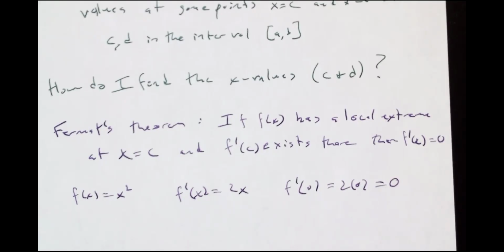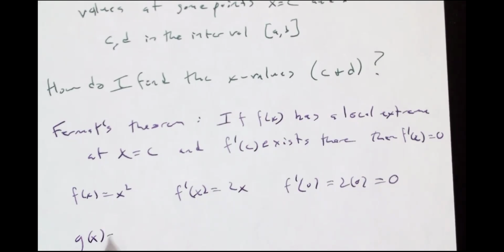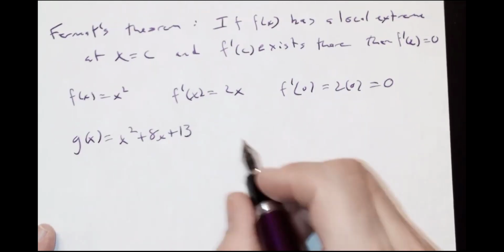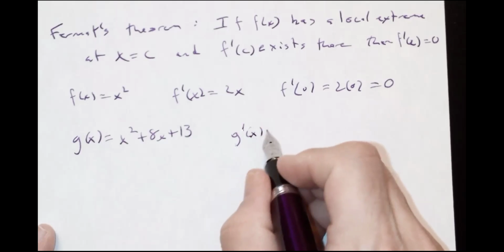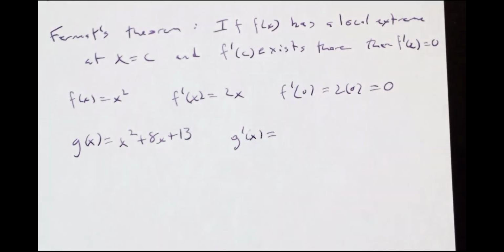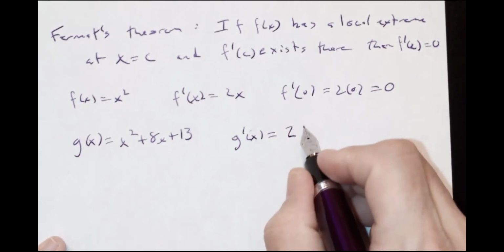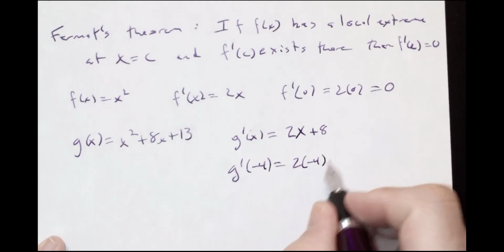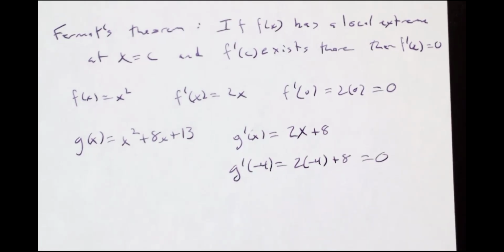I had g of x, my other parabola. G prime is, and if I put in -4, I get 0. Ho ho!